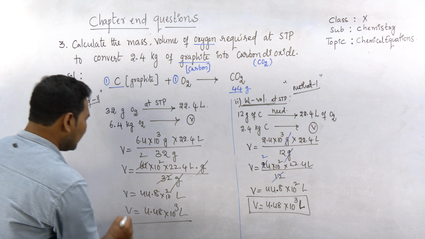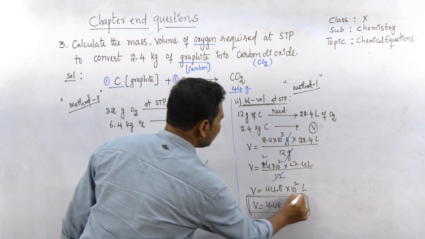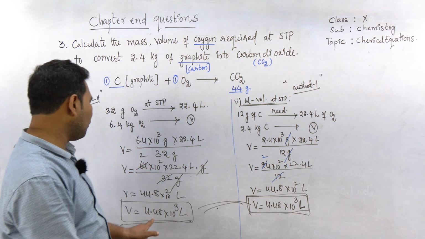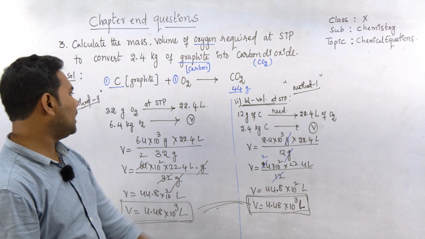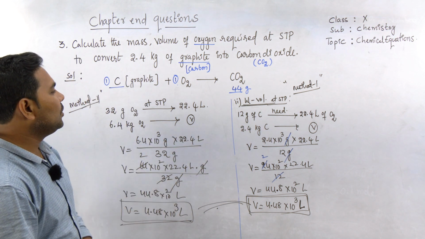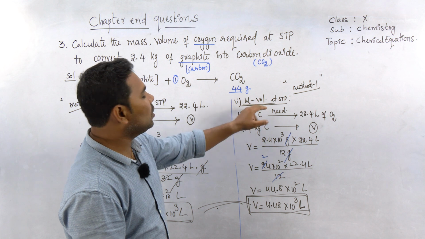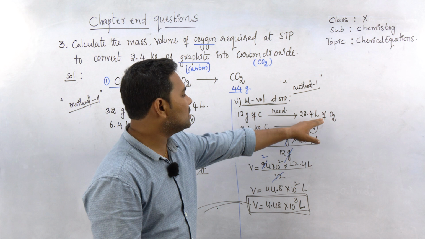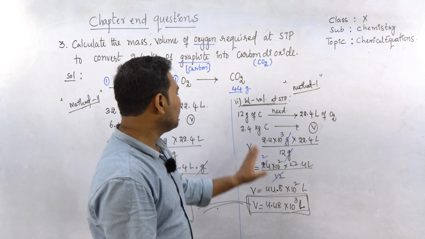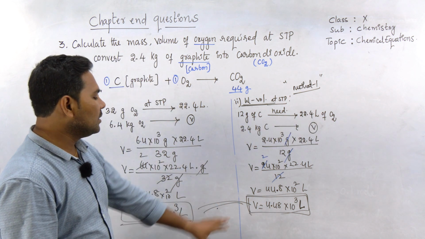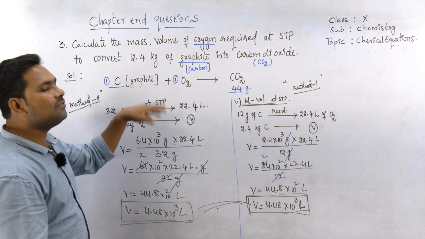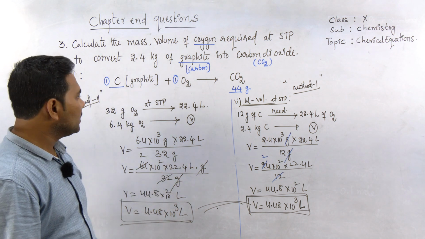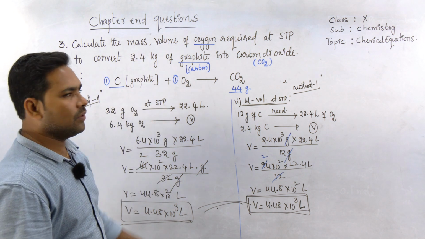Is it clear? So you see, in the second method and the first method, we get equal volumes. We found 4.48 into 10 to the power 3 liter. In the first method, we used the weight volume relationship: if 12 gram carbon needs 1 mole oxygen at STP, meaning 22.4 liter, then how much does 2.4 kg require? And in the second case, we just converted 6.4 kg of oxygen into volume at STP. This is another way of solving this question.